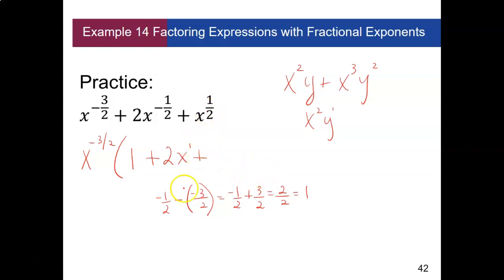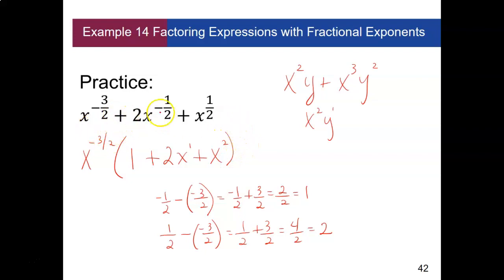And then I'm going to do the same thing here. I'm going to have a positive 1/2, and I'll subtract the exponent that I'm taking out. And I'll have 1/2 plus 3/2 will give me 4/2 or 2. So this is going to be x to the second power.